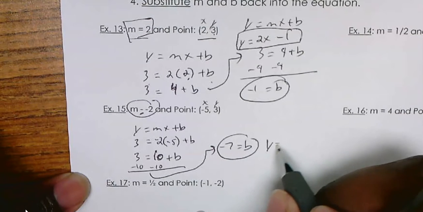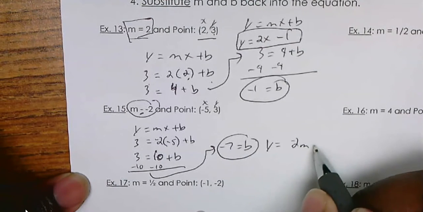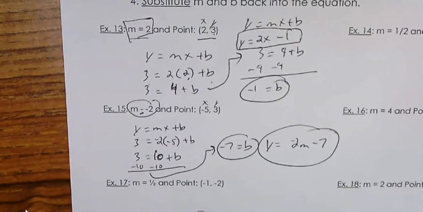So the equation would be y equals -2x subtract 7. I will copy any of that stuff as a note, but it's all I have.